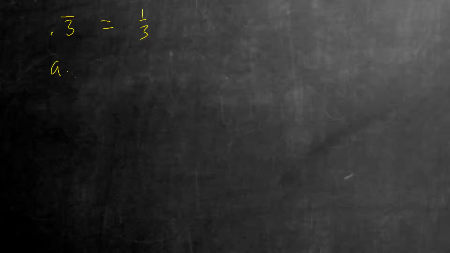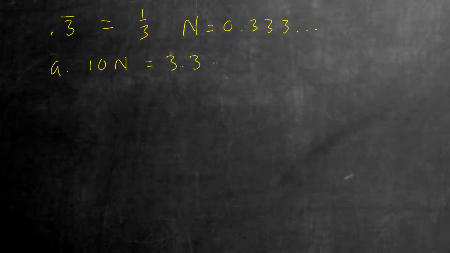So if n equals 0.333 repeating, what would 10n equal? Well, we would just move the decimal one place, so it'd be 3.3333. And then as we fill in the blanks, we've got 10n equals this, and we've got n equals 0.3 repeating.